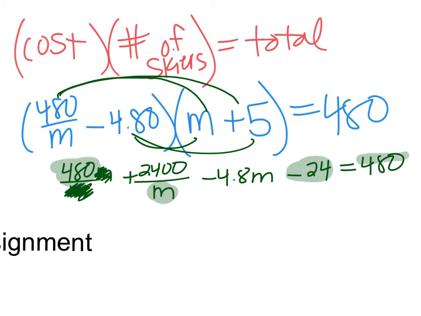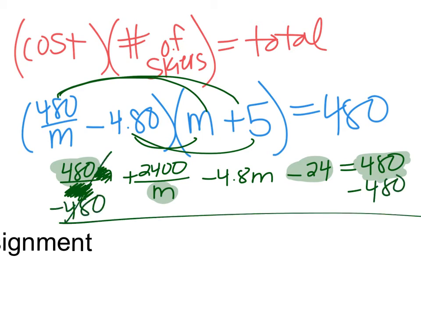And if I want to get it set equal to 0, I can move that 480 over as well. So really, if I subtract 480, that's going to cancel out that first 480. So that's going to be gone. And then we're left with 2400 over M minus 4.8 M minus 24 equals 0.